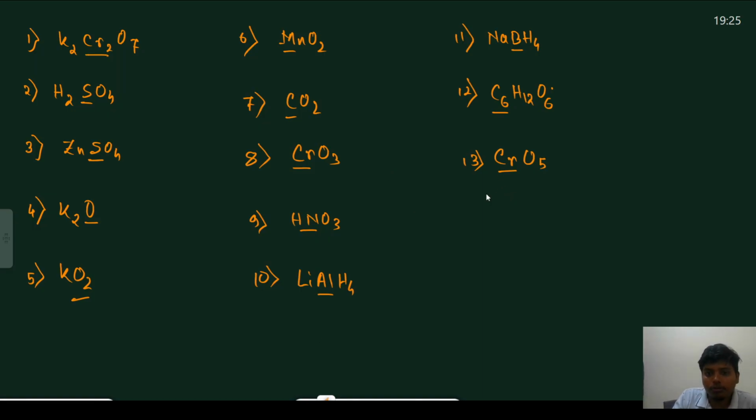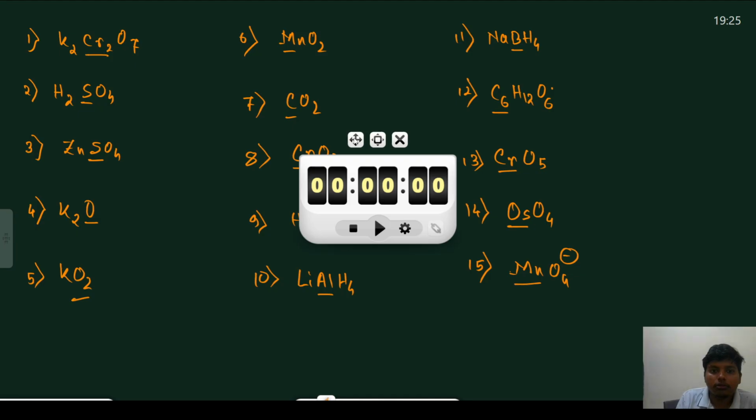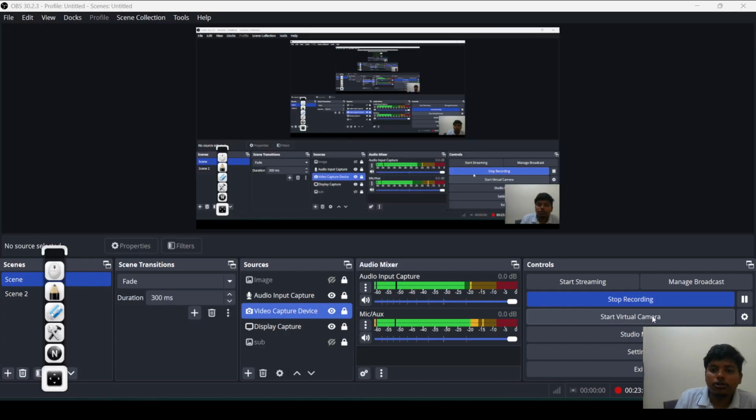Go ahead. Two more I'm giving. Fourteenth, OsO4, osmium. And fifteenth, MnO4 minus, manganese. Go ahead. I'm giving you 5 minutes. 6 minutes I'm giving. Understood what I am asking?